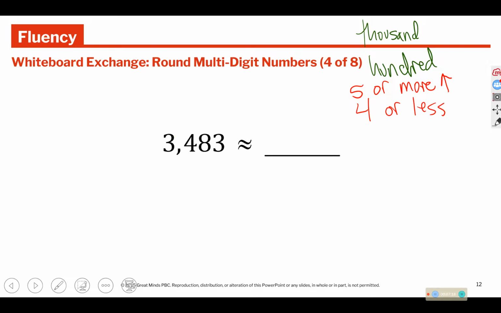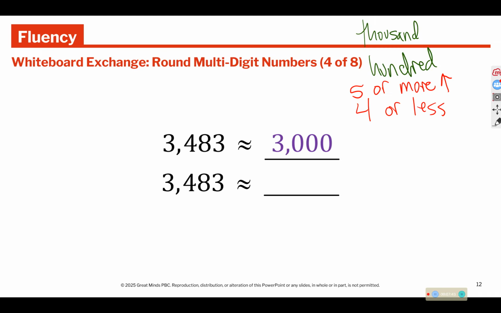I'm going to leave the notes in the top right corner, but I'd like you to try this one on your own. Take a few seconds and round it to the thousand place. Now check your work. Now you're going to round this one to the hundreds place. Is it closer to 3,400 or 3,500? Use the strategy from the notes in the top right corner. And check your work.